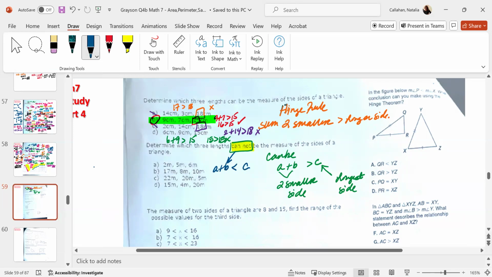So let's take a look. 2 plus 5 is 7, which is greater than 6. That one can be. So that is not the answer. That could be a triangle, correct? So that's not it. Keep going. You try the other ones.